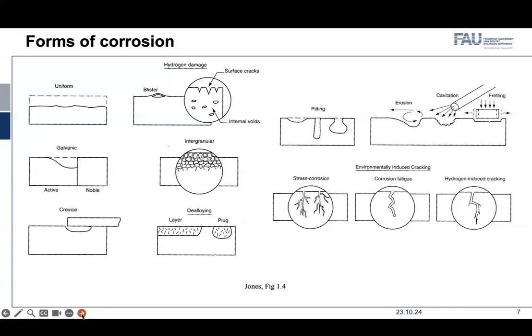So I also like to call a crevice a ready-made pit, because you already created what is needed for a pit by the external means of rivets and such. But we will discuss pitting corrosion in more detail later.